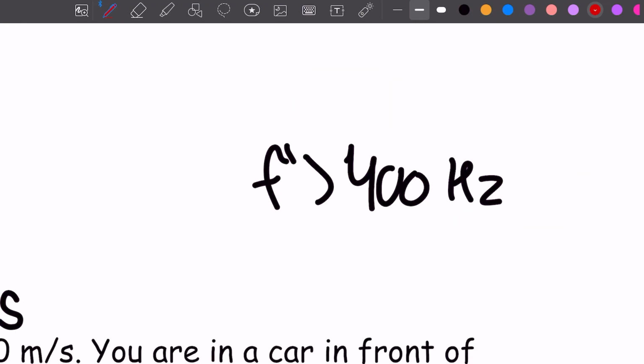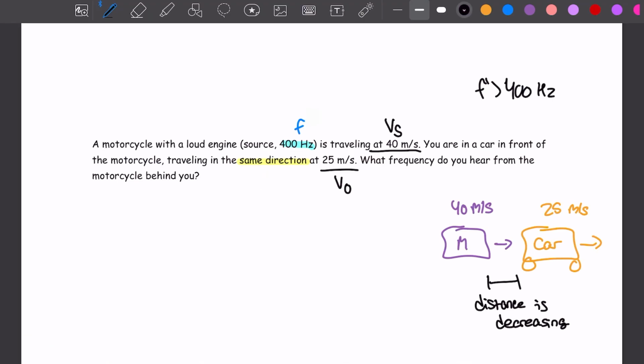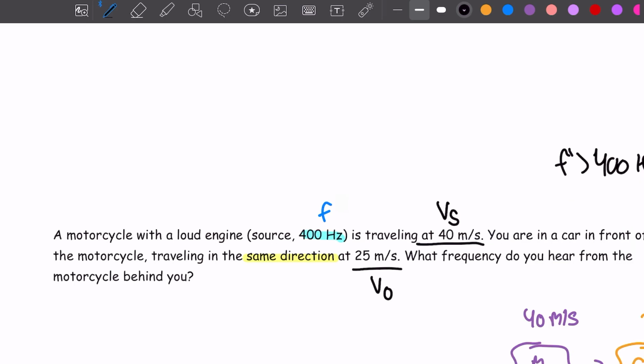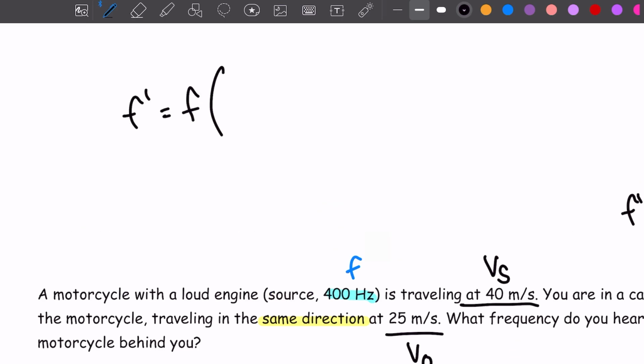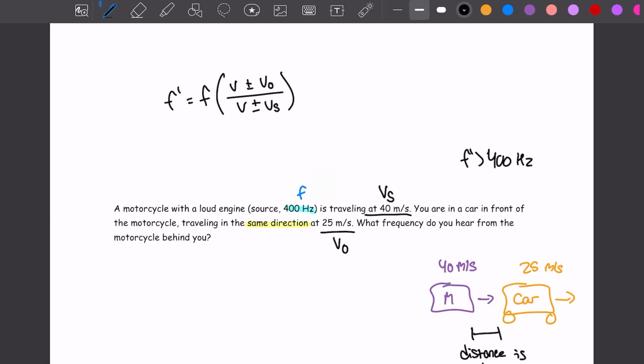If F prime has to be bigger than F, then our numerator has to be larger than the denominator. So we know the observed frequency is going to be greater than 400 Hz. As with every other problem, I'm going to rewrite the formula at the top of the page. And now we can start plugging things in.